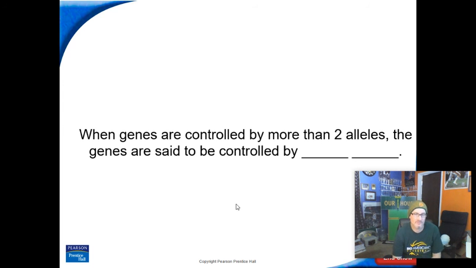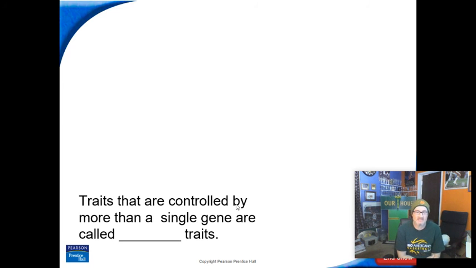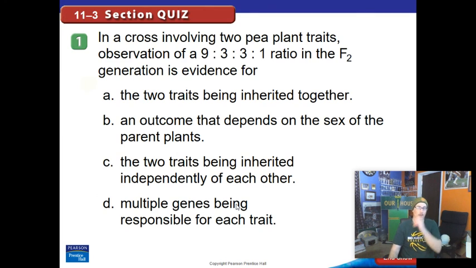When genes are controlled by more than 2 alleles, the genes are said to be controlled by, you might want to take a look at number 39. Multiple alleles. Traits that are controlled by more than a single gene are called blank traits. Take a look at number 41. Polygenic traits.